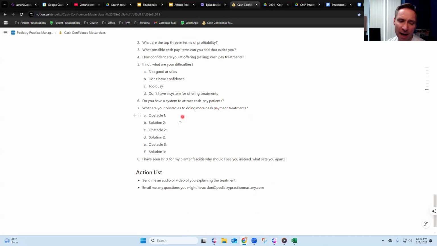I like this method of thinking about things, and I do this frequently. I write down all my obstacles, all my frustrations, all the things that suck on one side of the page, and on the other side, I put the different solutions. And then finally, if I've seen another podiatrist, why should I see you? What sets you apart?